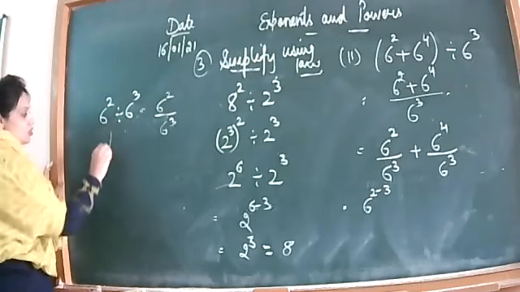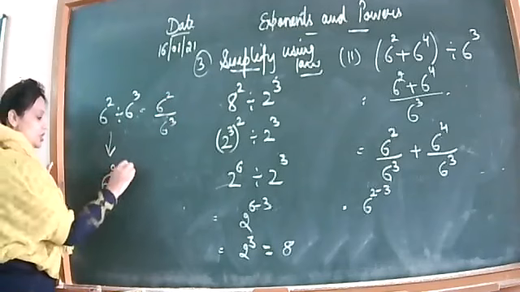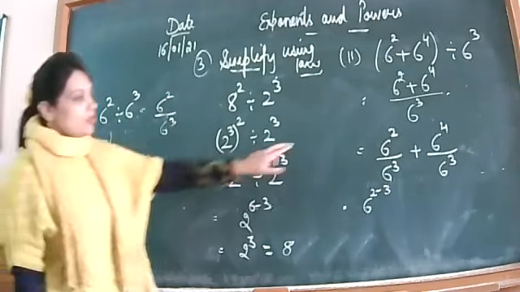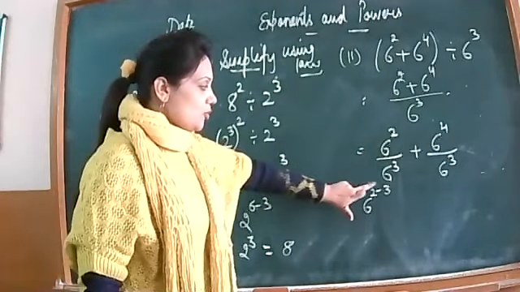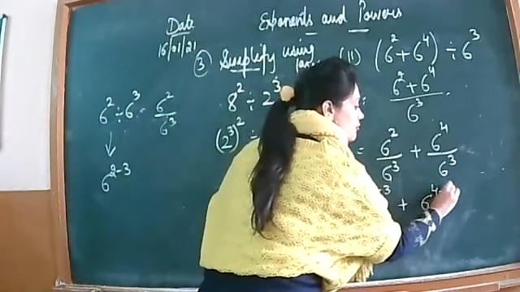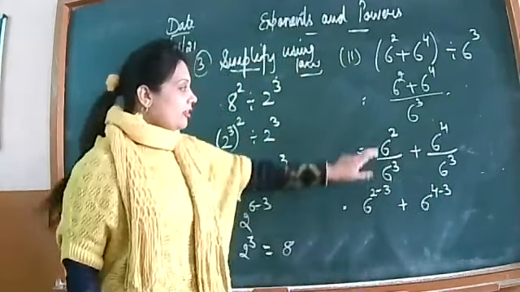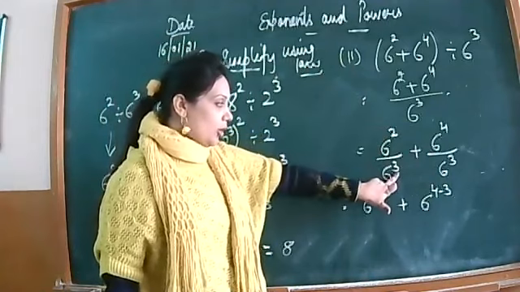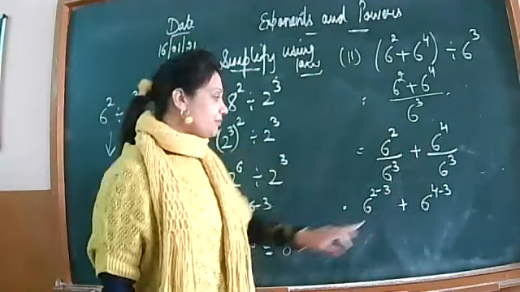This we can also write in this form using the law: 6 raised to power 2 minus 3. So that is what I have done here. 6 raised to power 2 minus 3 plus 6 raised to power 4 minus 3. Whatever number you are having in the numerator, its power comes first, the denominator's power comes later.